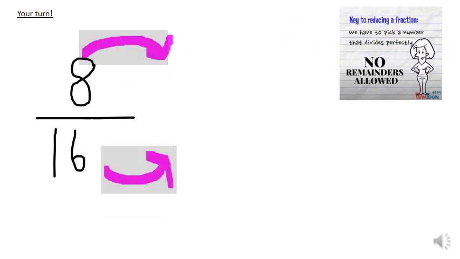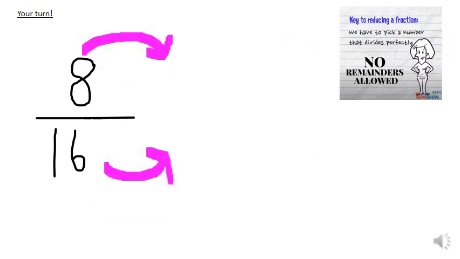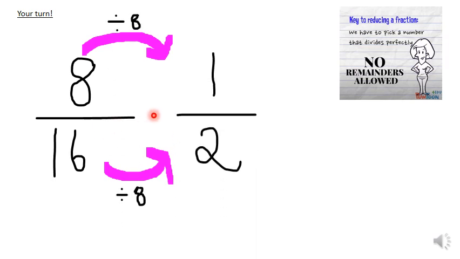Okay, so you might have seen that you could have also divided 8 and 16 by 8, because both 8 and 16 are in the 8 times table. So 8 divided by 8 would be 1, and 16 divided by 8 would be 2. So you've got 1/2. So you can see both ways that we divided the number to reduce the fraction, we got to 8/16 at its lowest term, which was 1/2.